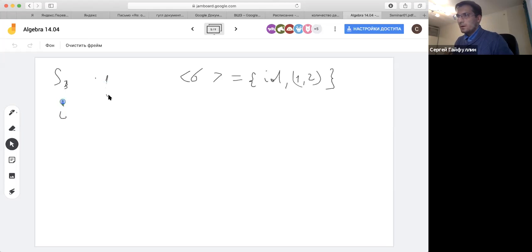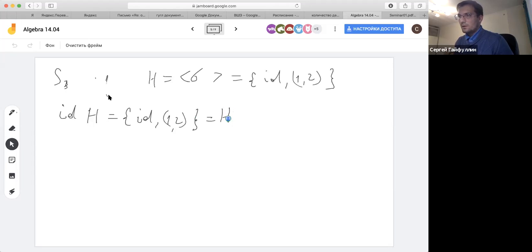Identity multiplied by this H. What is it? I need identity multiplied by identity. Of course, I have identity. And I need identity multiplied by 1, 2. Of course, I have this permutation. So this equals identity and 1, 2, and so it equals H.